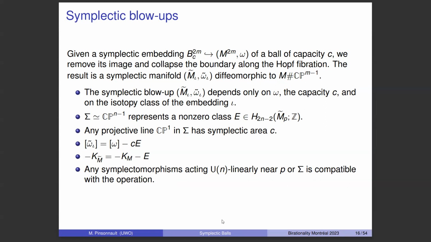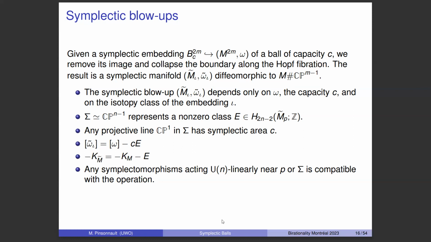That has actually lines inside of symplectic area precisely equal to the capacity of your starting embedding. Okay, so the capacity is remembered in the blow-up as the size of lines in the exceptional divisor. And then by doing so, you control the symplectic class of the new symplectic form, the topology class, which is simply the previous one minus C times the exceptional divisor.